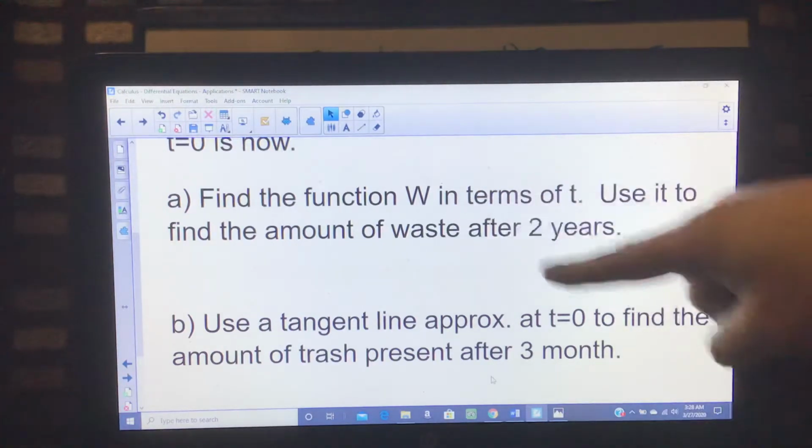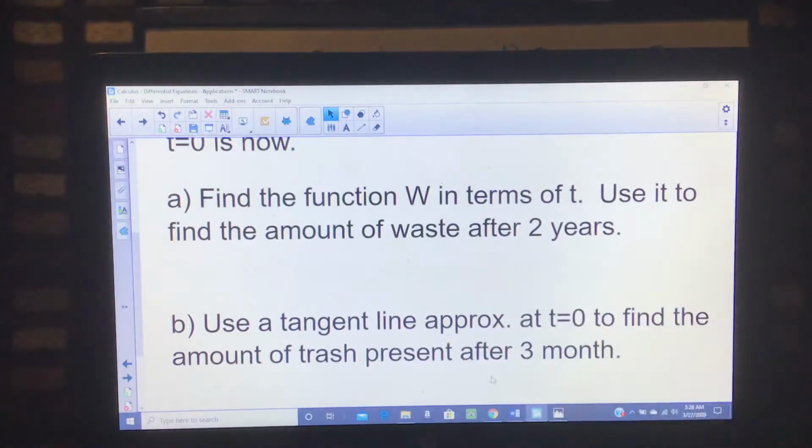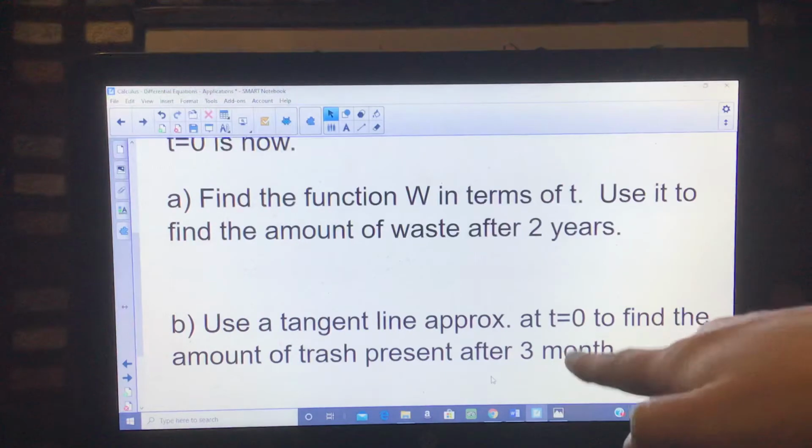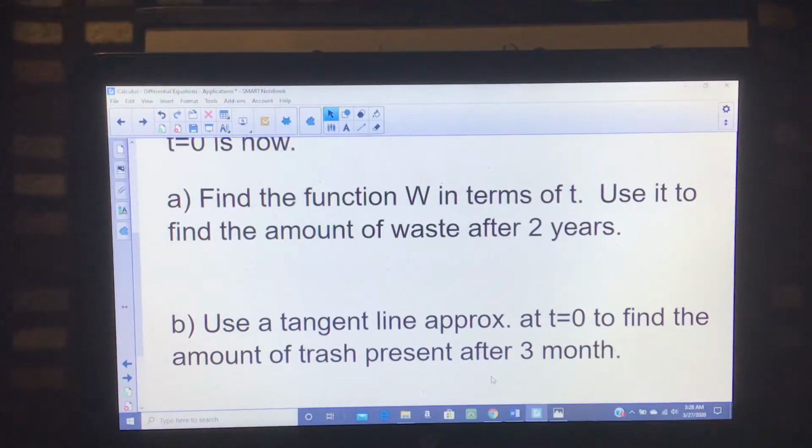So instead of using the W function, they want us to use the tangent line approximation. A quarter year is not that far from 0. So remember, if we're close, the tangent line approximation should be pretty close to the real value. It's not going to be exact, but it'll be close. All right, so we'll go over that.